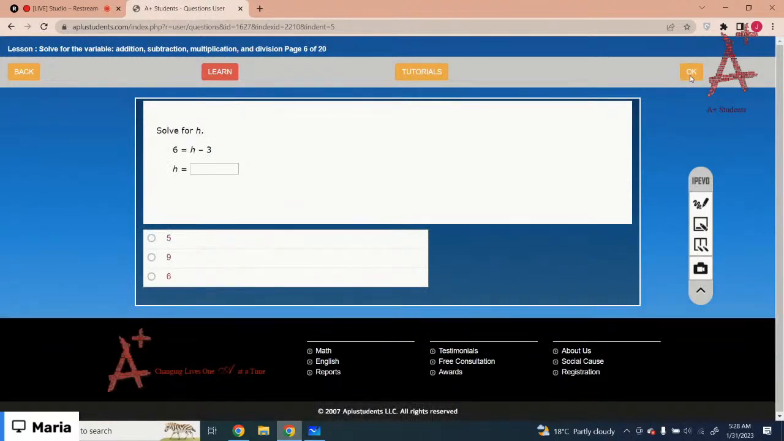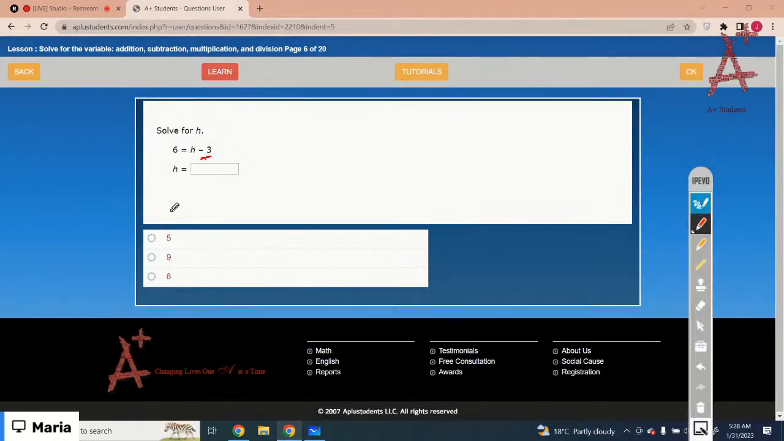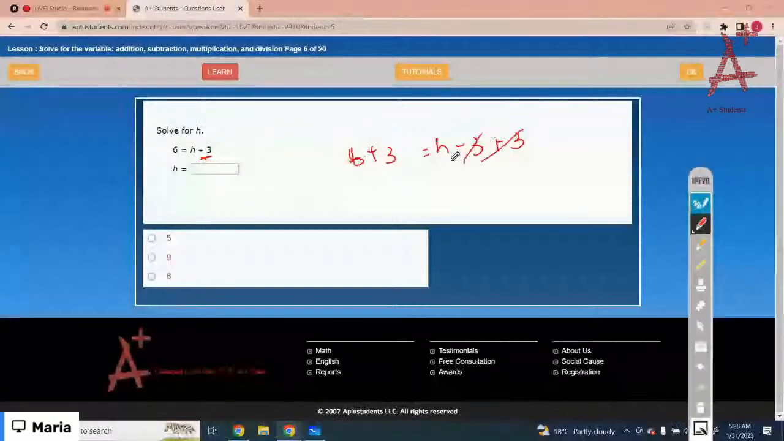Okay, the next one is 6 equals h take away 3. So which is the correct option? Be careful while answering. You have to remove that 3 from here, and 3 is subtracting at its side. Opposite to subtraction is addition. You have to add 3 to both sides. Got it? 3 take away 3 is 0. And at this side, h equals 6 plus 3, which is 9. Got it? So the correct option is 9.